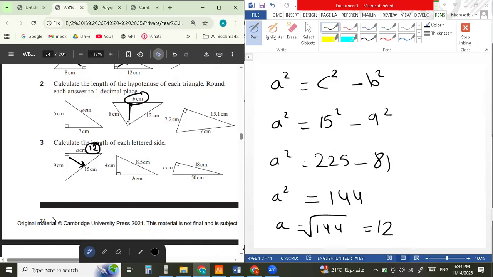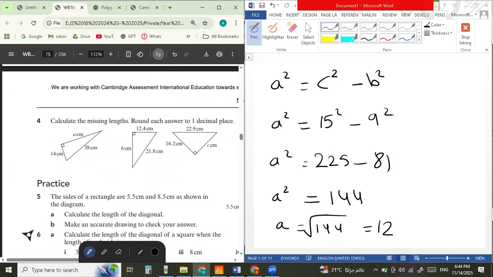This one, the same thing exactly, but we're dealing with decimals. So do it here, 8.5 squared minus 4 squared. We get the square root of them. It will give you B. Same thing here, 50 squared minus 48 squared, and the answer, get the square root of it. It will give you C. Check your answers from the answer key.